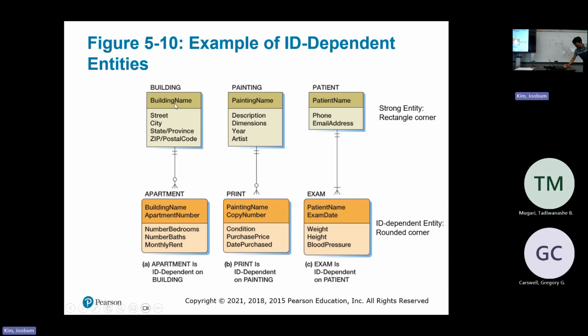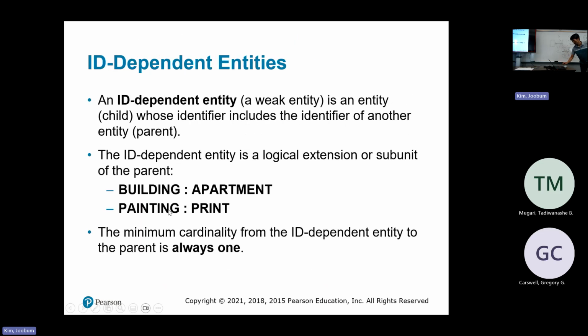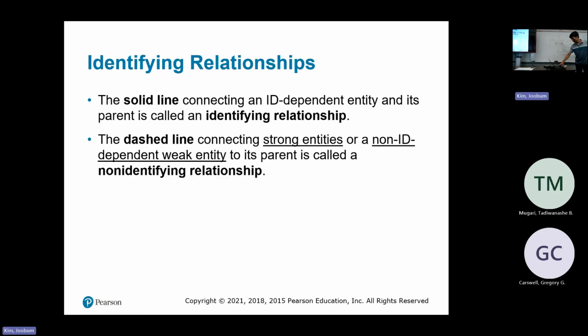So the building name is added to the primary key attributes of the weak entity classroom. So building name is used here. In this case, it is called an ID dependent entity. Make sense? Okay. So ID dependent entities are building, apartment, painting, print. The last one, explain later.